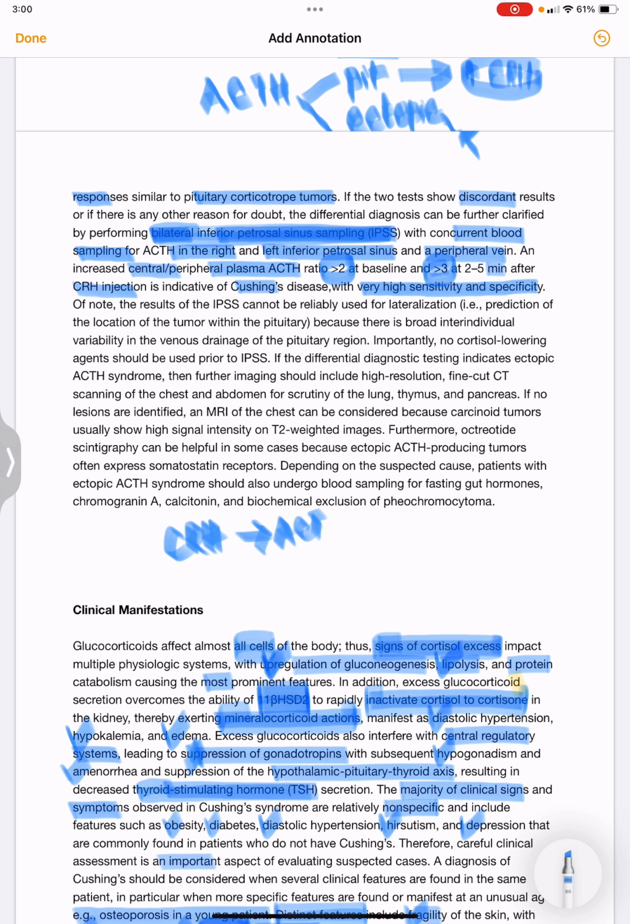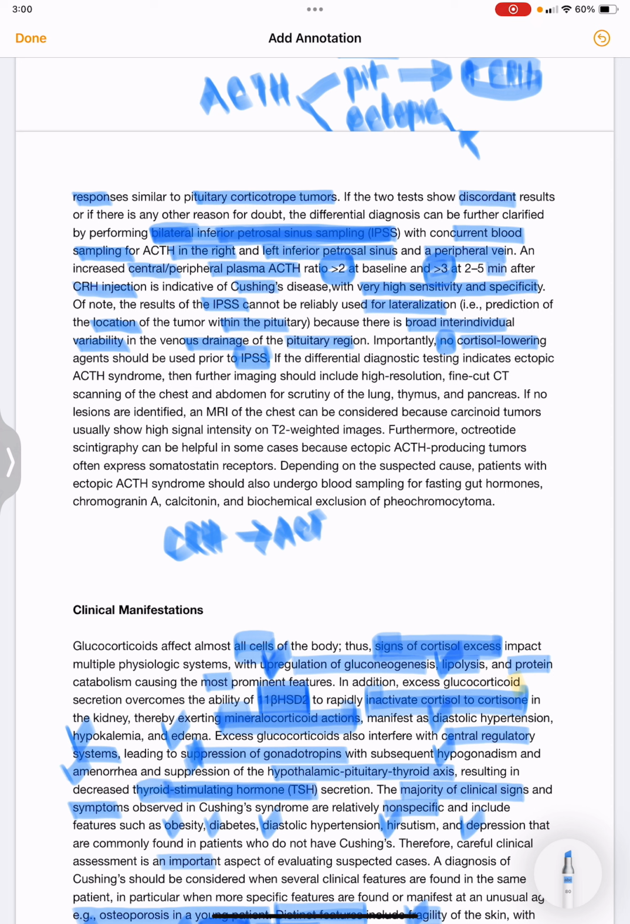Of note, the results of the inferior petrosal sinus sampling cannot be reliably used for lateralization, that is, prediction of the location of the tumor within the pituitary, because there is broad inter-individual variability in the venous drainage of the pituitary region. Importantly, no cortisol lowering agent should be used prior to inferior petrosal sinus sampling.